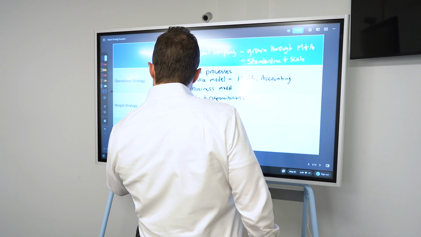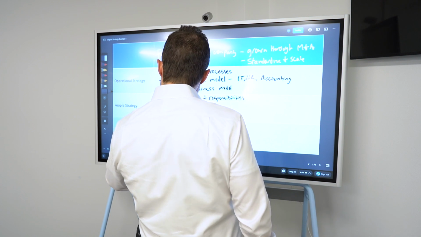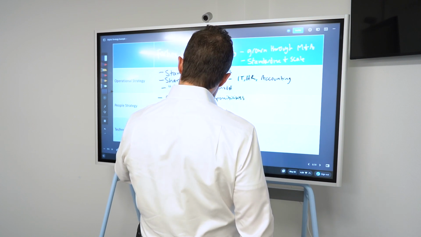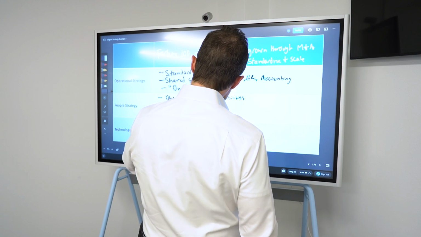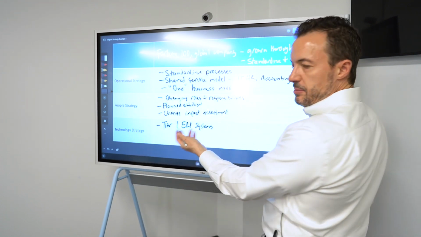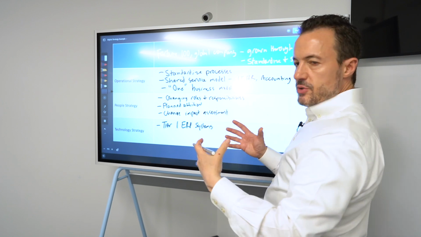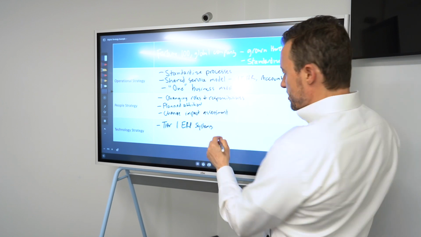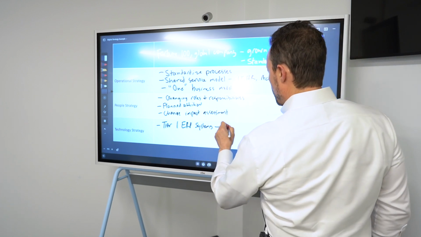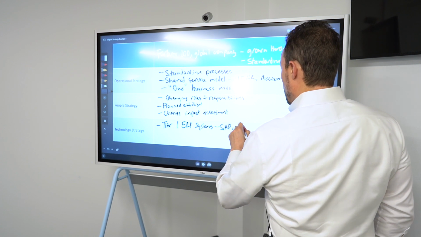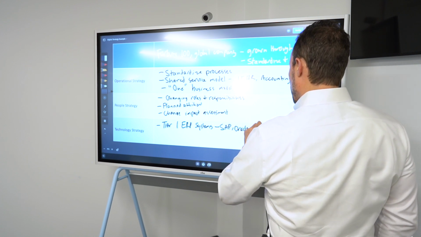So in this case, we might be looking primarily at Tier 1 ERP systems. And if you aren't familiar with the term Tier 1, these are basically the big ERP providers, the big vendors that provide big solutions for big companies. This is going to be your SAPs of the world. It's going to be Oracle, maybe Microsoft, maybe Workday.